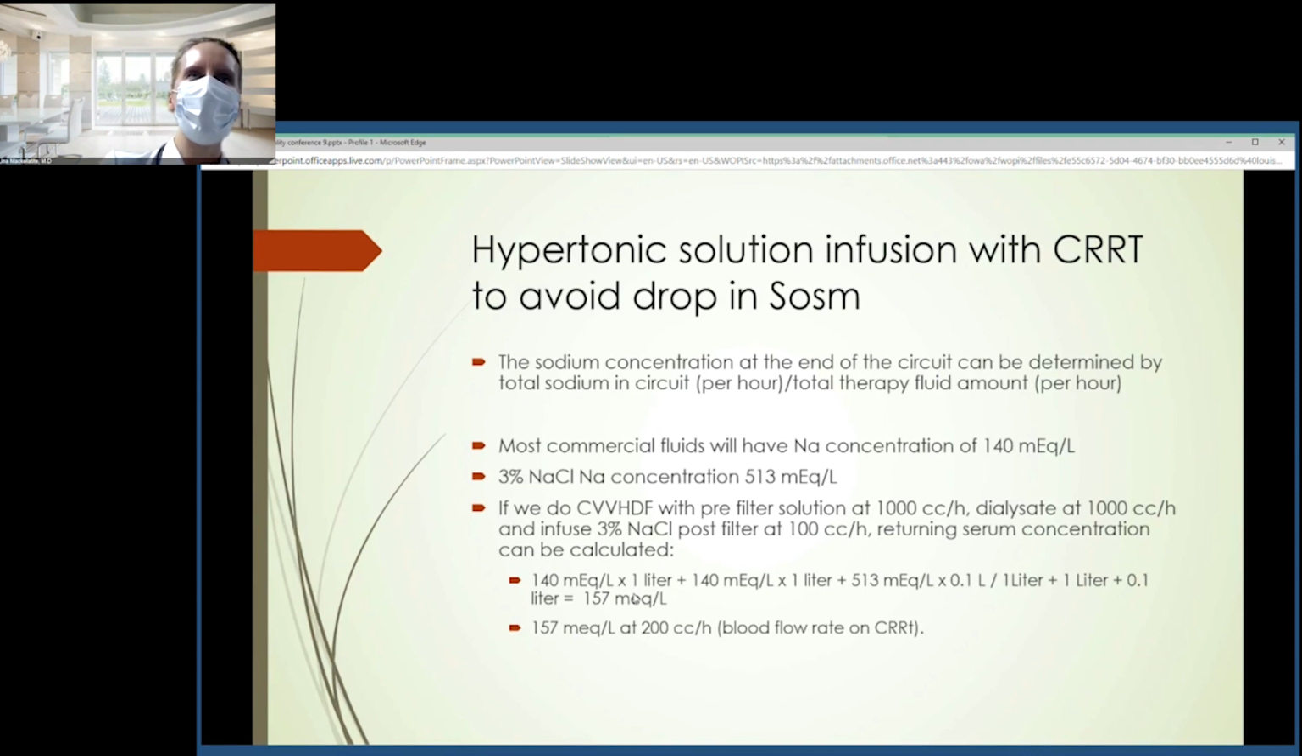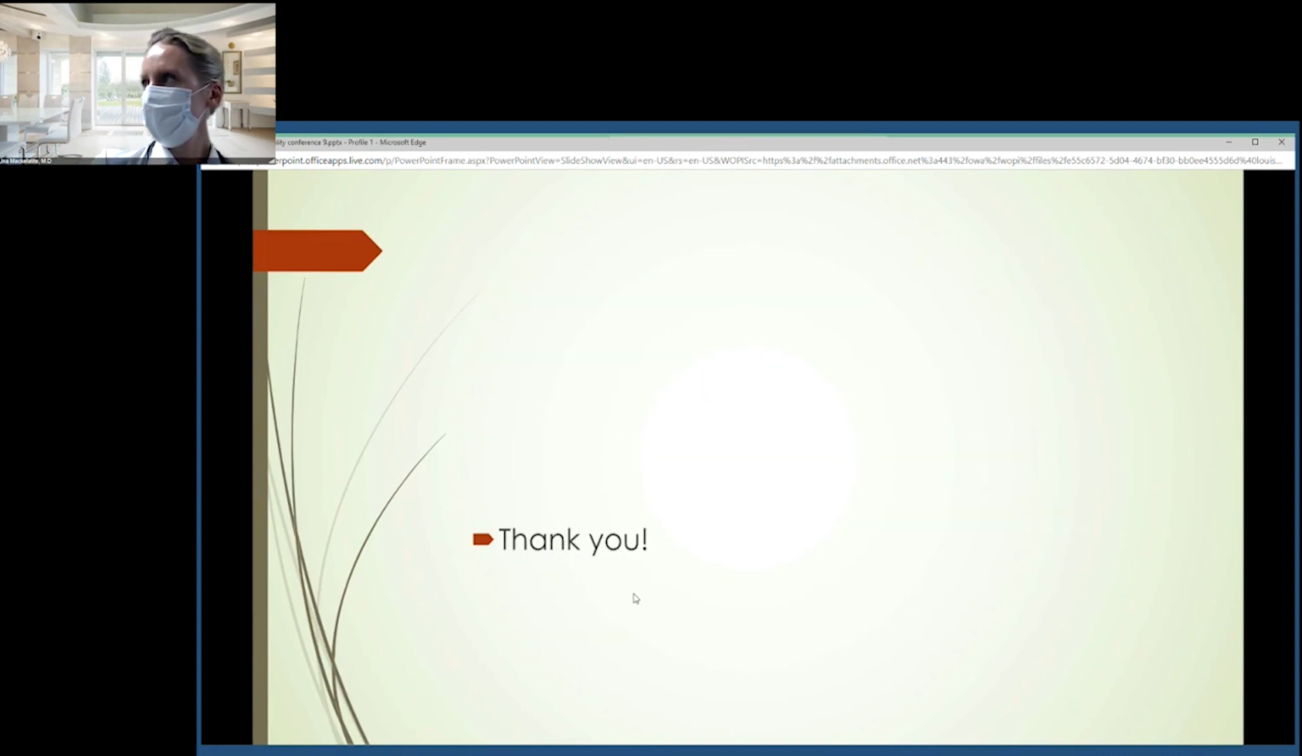I found this really, really helpful. In the opposite situation, for example, if we have a person with severe hyponatremia and we're starting them on CRRT, we can do the same thing. We can do Phoxillum with Prismasol for pre-filter and dialysate, and then we can do the post-filter replacement fluid with a hypotonic solution, let's say D5W. And we can calculate the sodium concentration in the venous line using this formula and kind of predict the change in sodium. Yep. And that is it. Any questions?